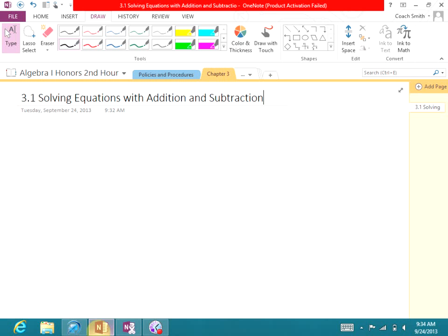All right, 3.1, solving equations using addition and subtraction. Okay.